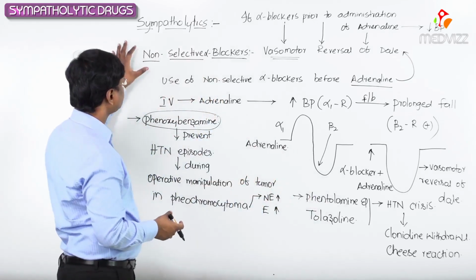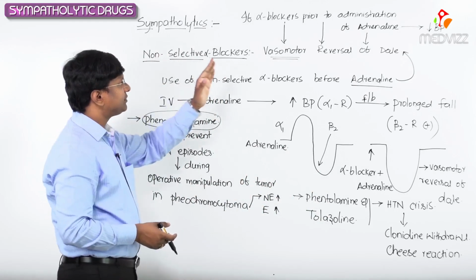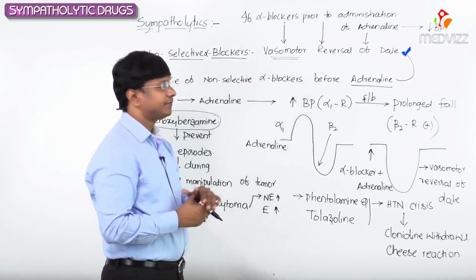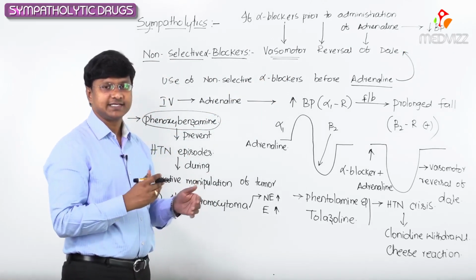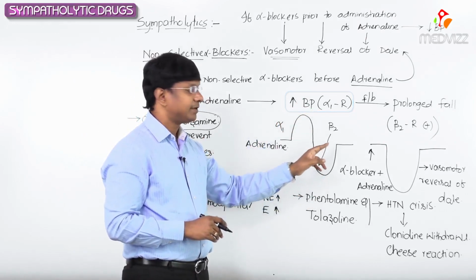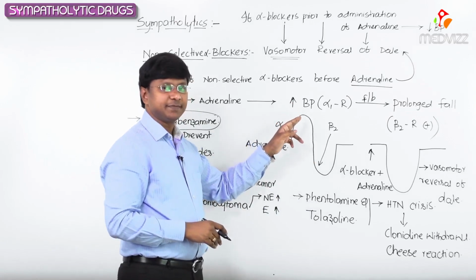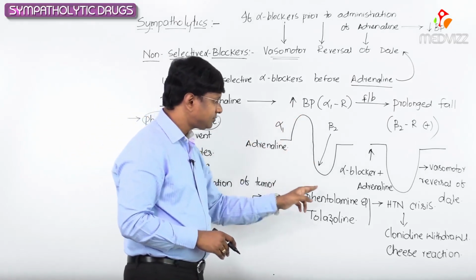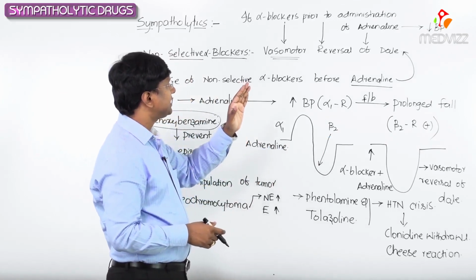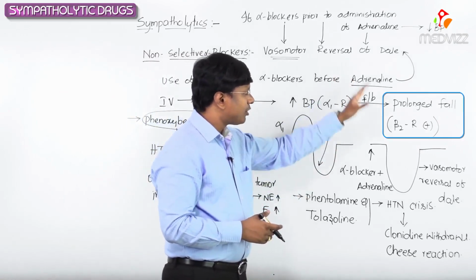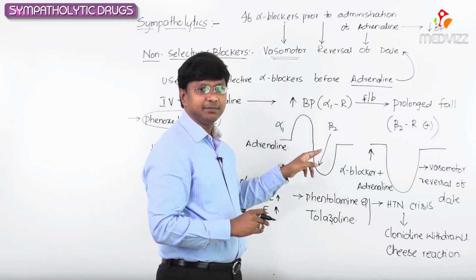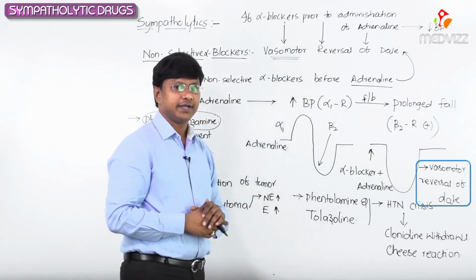So let me revise. With the usage of non-selective alpha blockers prior to the administration of adrenaline, there is a fall in the blood pressure of the individual, and that phenomenon is called vasomotor reversal of Dale. What exactly is that? In a normal individual, if you give adrenaline, initially there is a rise in the blood pressure followed by a prolonged fall. The initial rise is because of alpha 1 receptor stimulation, followed by the prolonged fall due to beta 2 receptor stimulation. But whenever you give non-selective alpha blockers prior to adrenaline, there is only a prolonged fall in the blood pressure with no rise, and that is called the vasomotor reversal of Dale.